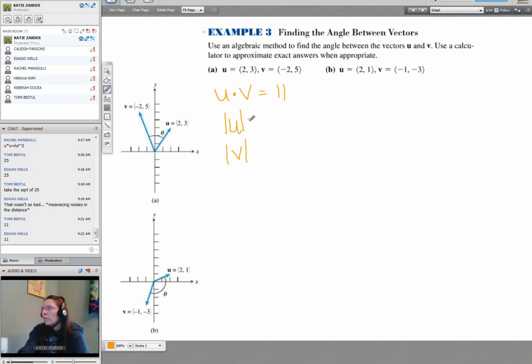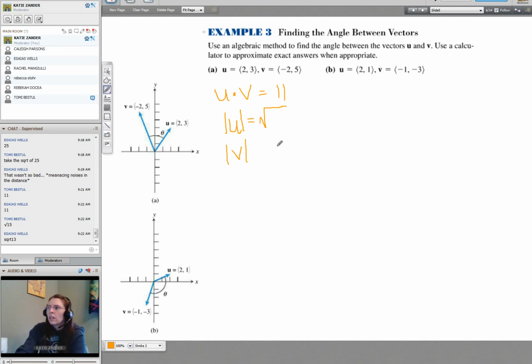So let's start with the magnitude of u. What do we get for the magnitude of u? Square root of, I don't think it's going to be 15. I think it's going to be 13. Yeah. Because 4 plus 9 is our 13. Good. What about the magnitude of v?